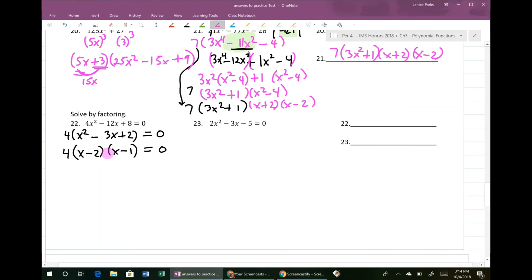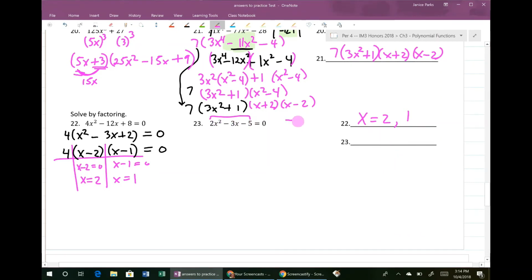And then you set your two factors equal to 0. Yes, we have a 4 there, but we're not solving for 4. We're solving for x. So you have x is equal to 2 and 1.